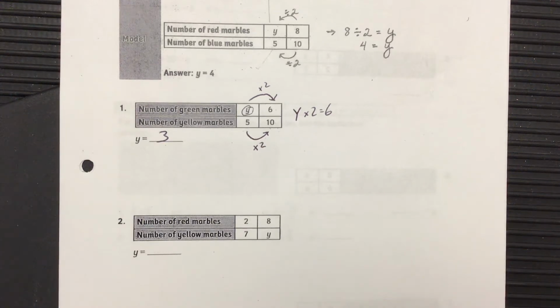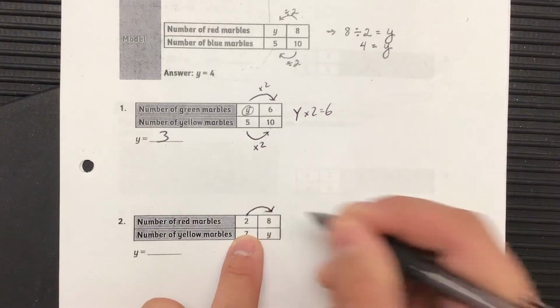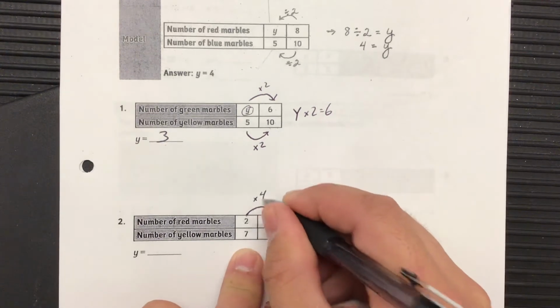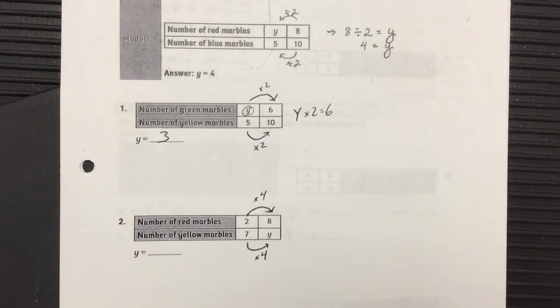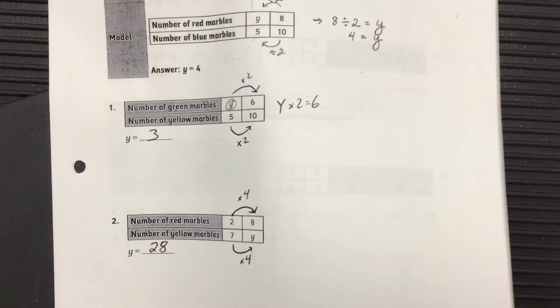All right, let's do one more together, then I'm going to have you try one. Can I go from 2 to 7 pretty easily? No? So how about 2 to 8? So then I'm going to draw my arrow. 2 times 4. So I also have to times 4 this way then. 7 times 4 is 28. All right, why don't you see if you can do number 3?